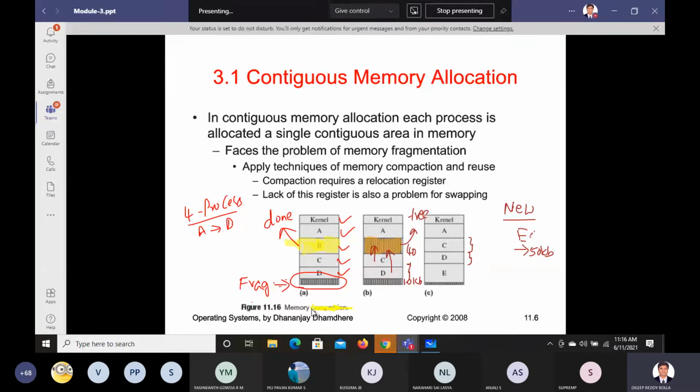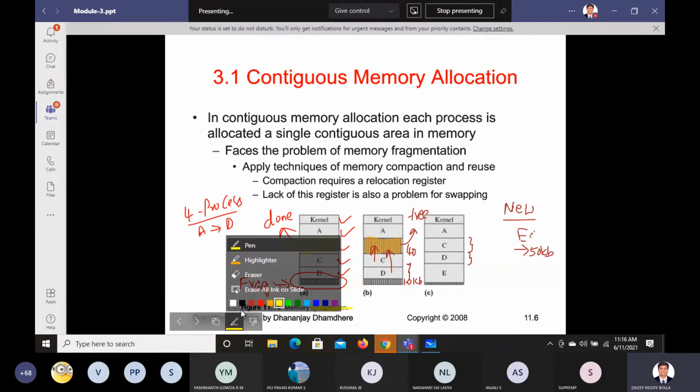I think, actually, it's a highlighter. If I highlight it, it should become more visible, but it's not visible at all. Yeah, so this is your compaction. Is it clear what we are trying to do? Let us use a common color.